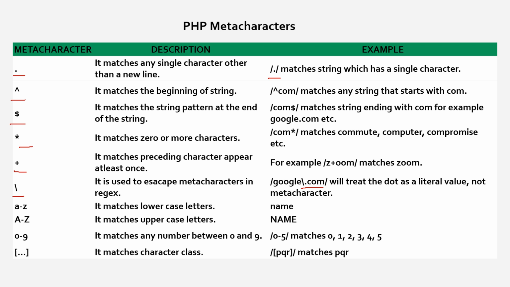Now a to z, that is for lowercase. Anyway, we discussed that similarly; now I'm discussing meta-characters. Same thing, 0 to 9. So this refers to the character class. If you specify within that, this thing matches that particular thing. That is the meaning of that. Okay.